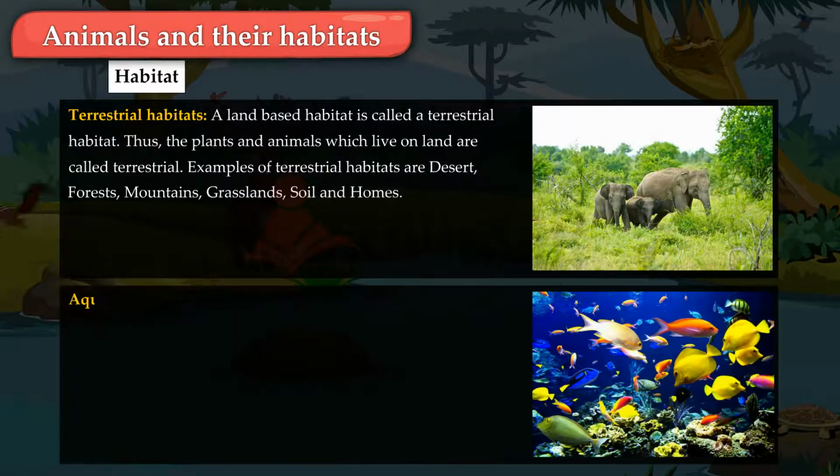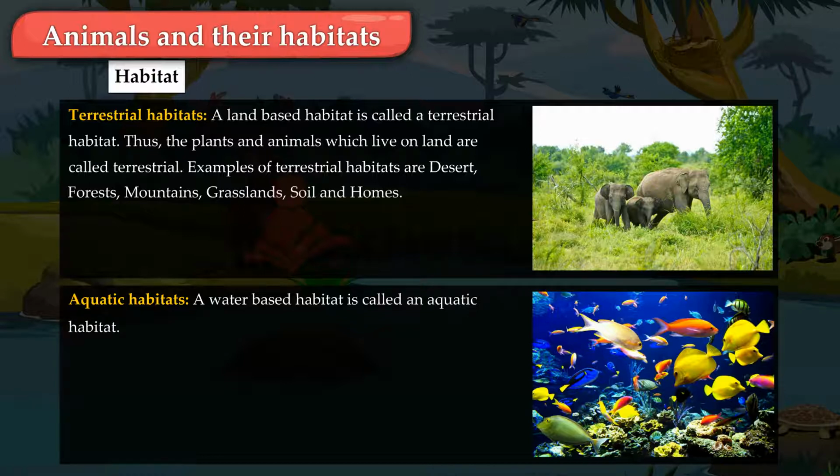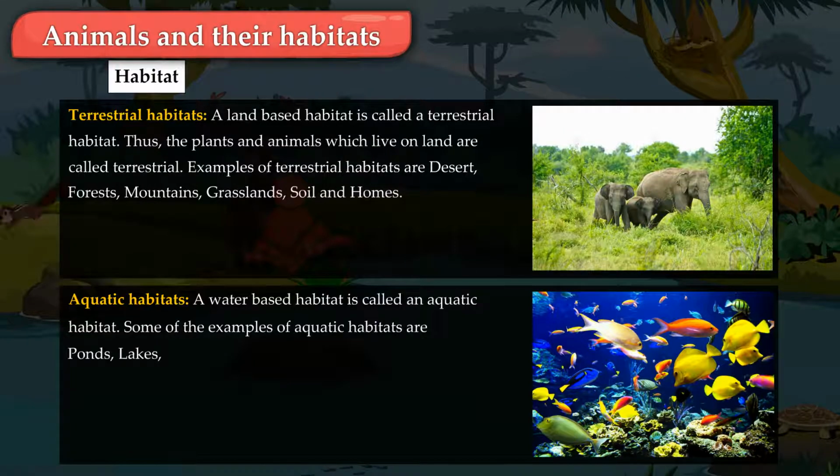Aquatic habitats. A water-based habitat is called an aquatic habitat. Some of the examples of aquatic habitats are ponds, lakes, rivers, swamp, etc.